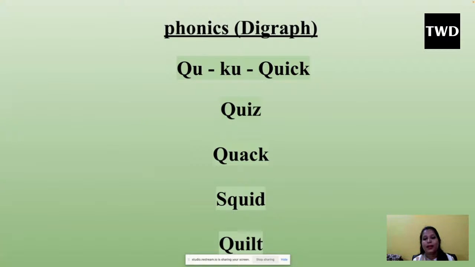So the first combination of letters is QU. QU makes the sound "ku". That is quick, quick, quiz. It is not quidge. Quiz, quack, squid, quilt. Yes, keep on practicing these words, not once, at least thrice or four times, like quiz, quiz, quiz. Then only you are going to improve.